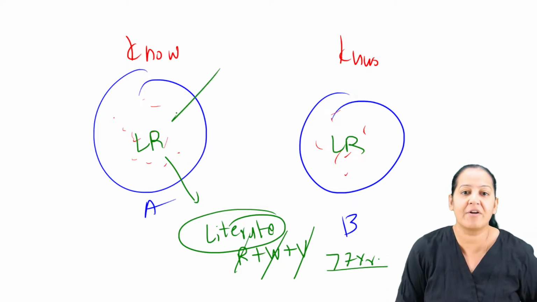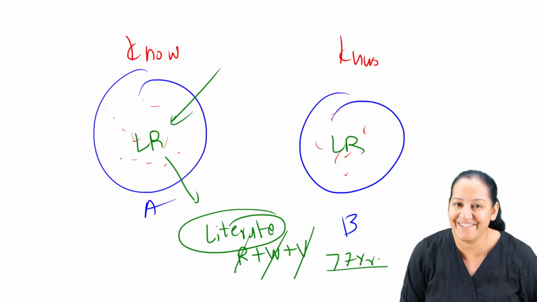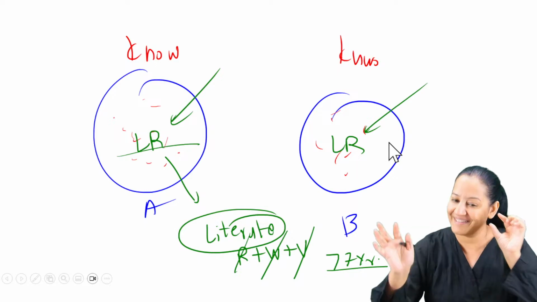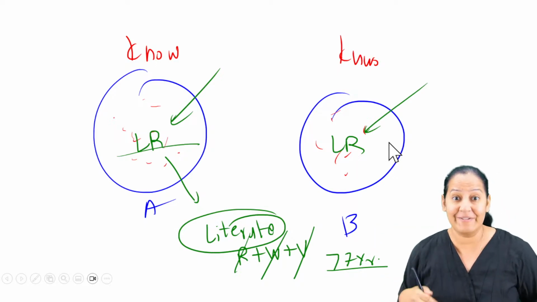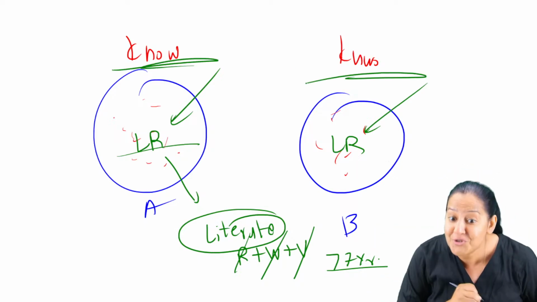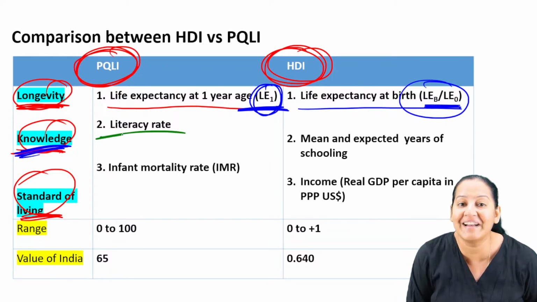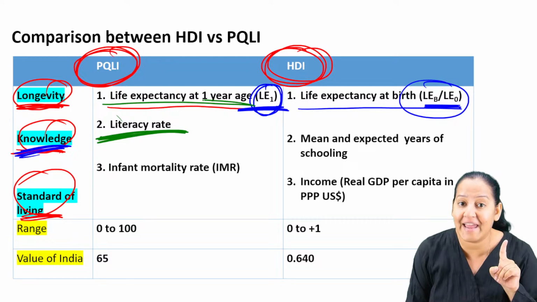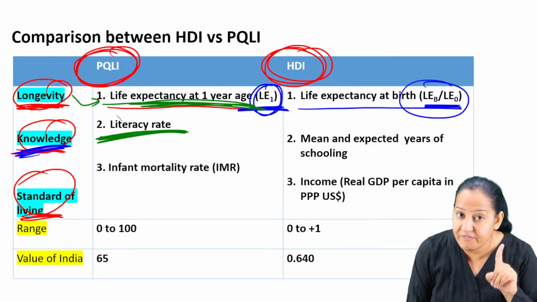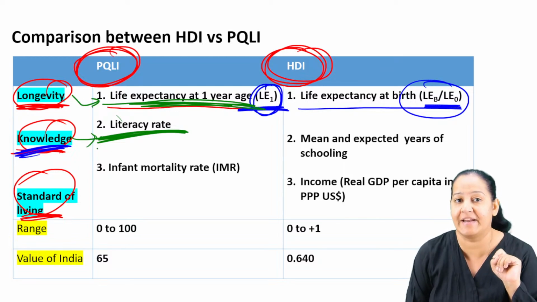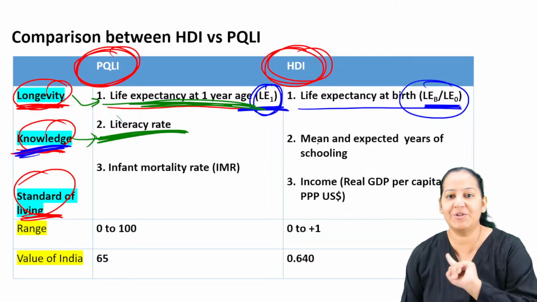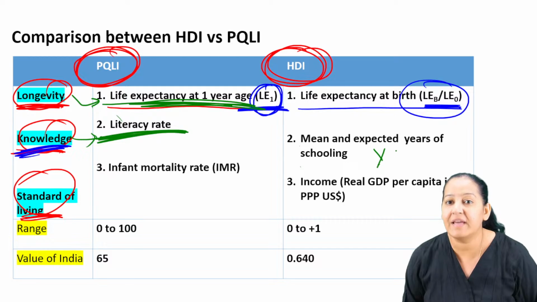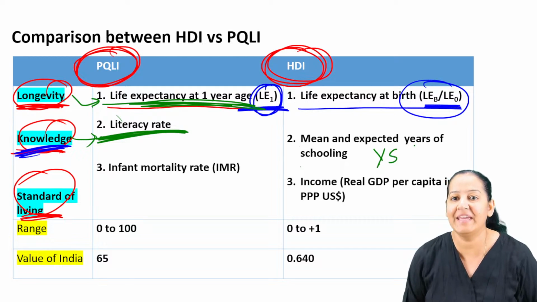So in this country, how many people are literate? That is the literacy rate. Compare the literacy rate, and by comparing it you can compare the knowledge of the two countries. So here we are taking literacy rate. In PQLI, we take life expectancy at the age of 1 to see longevity, and we see the literacy rate. But in HDI, we don't take literacy rate. We see the years of schooling.